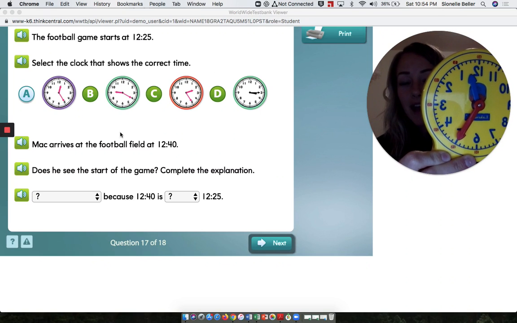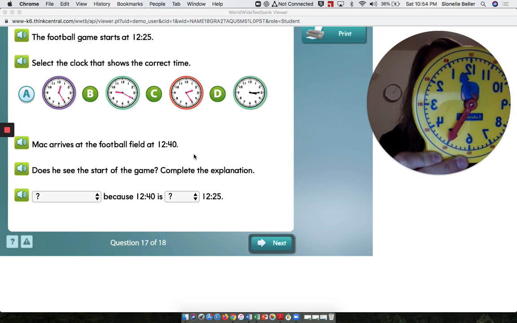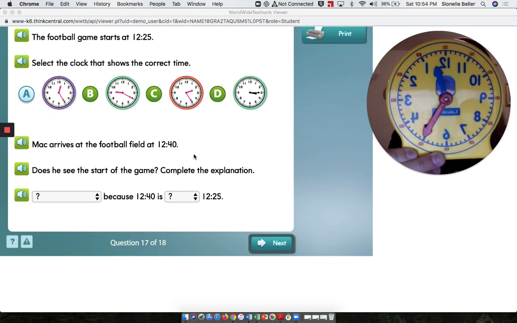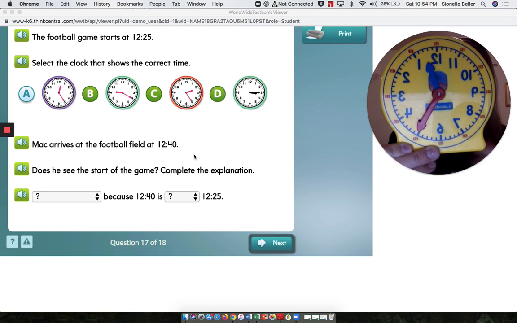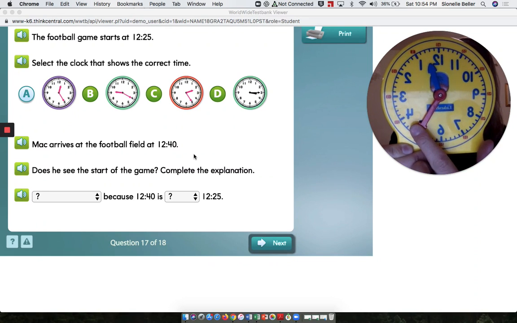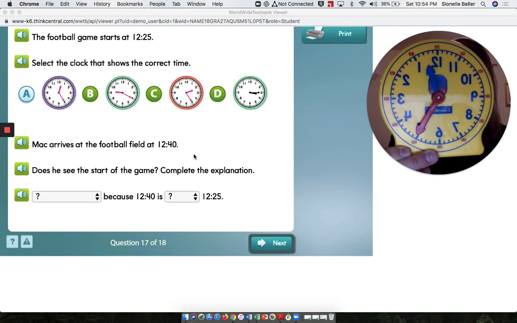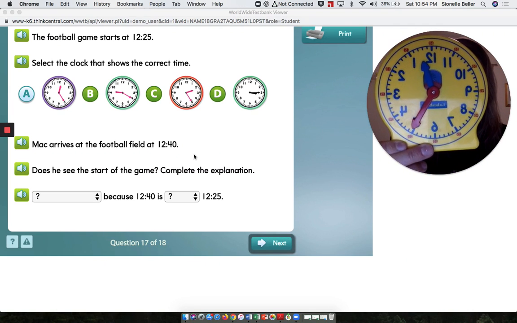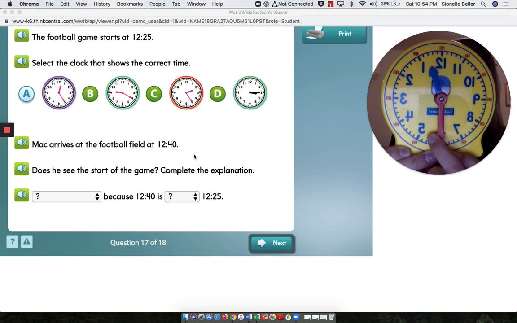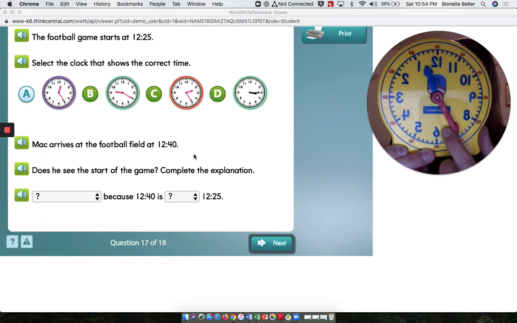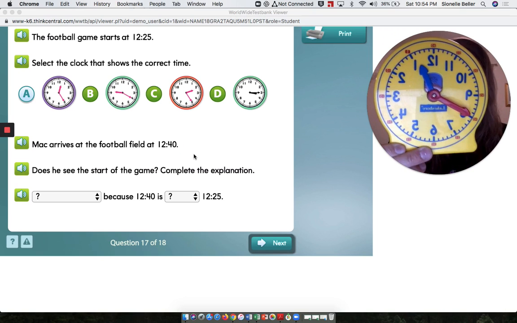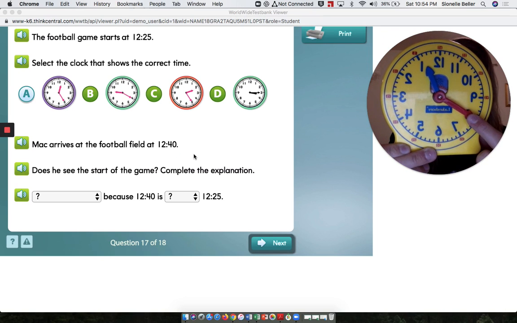And it says Mac arrives at the football field at 12:40. So we have to move the minute hand to 40. Right now it's at 25. So are we going to go forwards or are we going to go back in time to get to 40? We have to go forwards to get to the 40. There's 12:30, 12:35, 12:40. So he doesn't get there until 12:40.